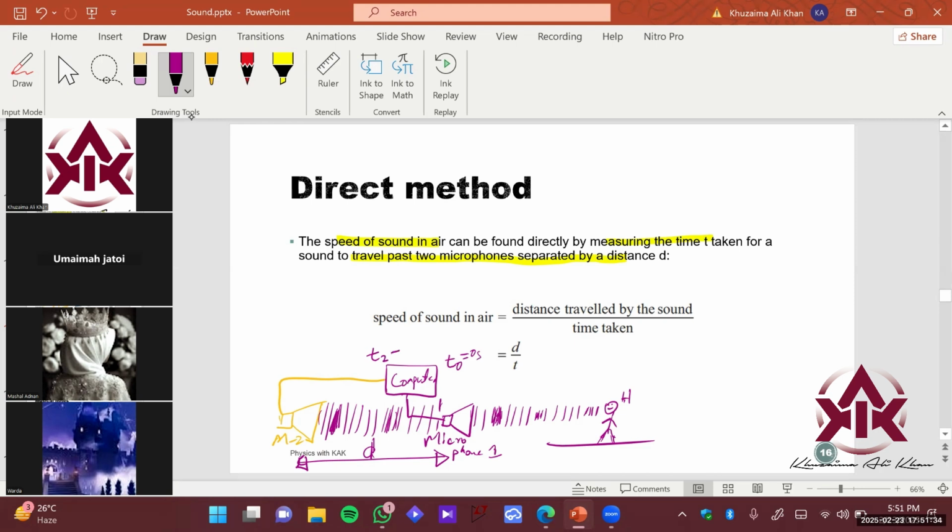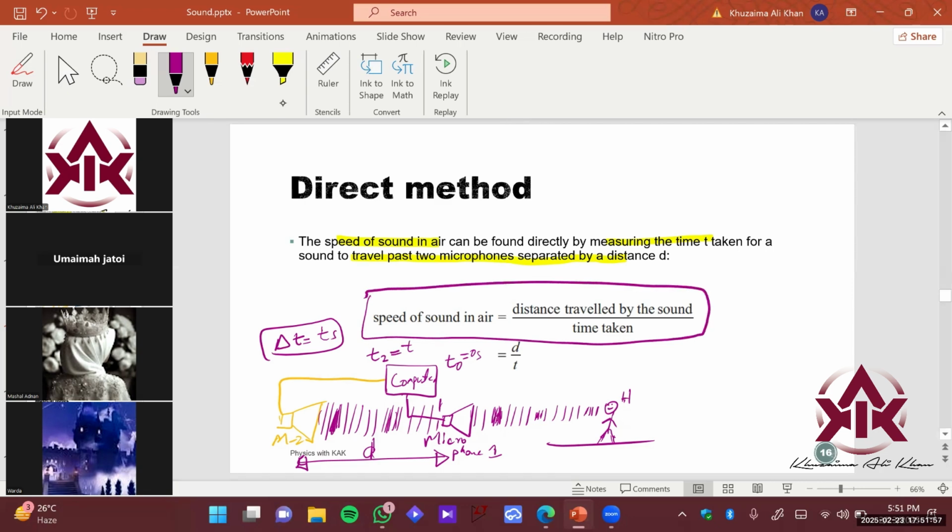It measures t2. Let's say that is T. The change in time it took to reach from microphone 1 to microphone 2 is T seconds; T minus 0 is T. Then you can simply use this formula: the distance traveled by the sound between microphone 1 and microphone 2 is distance d, and the time taken is t seconds, which the computer measures. You can directly find the speed of sound in air by applying this formula: the speed of sound in air is d upon delta t. So this is a direct method which gives you an approximately accurate answer, compared to the echo method.